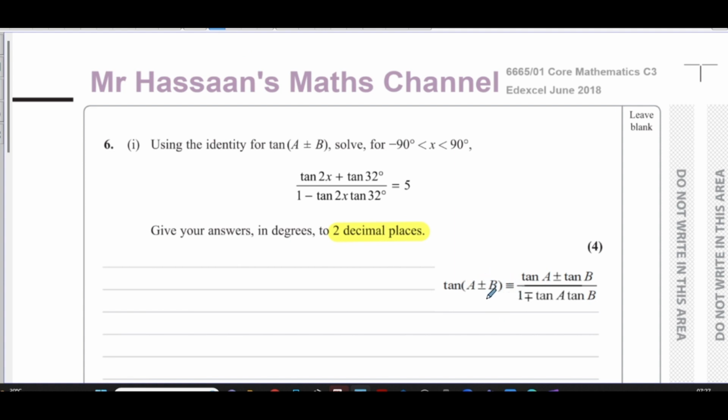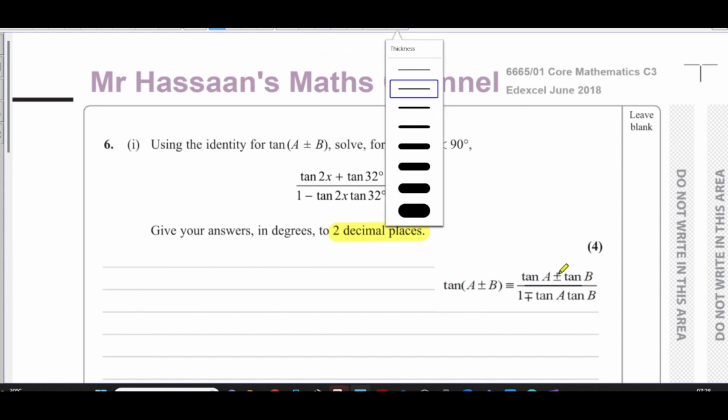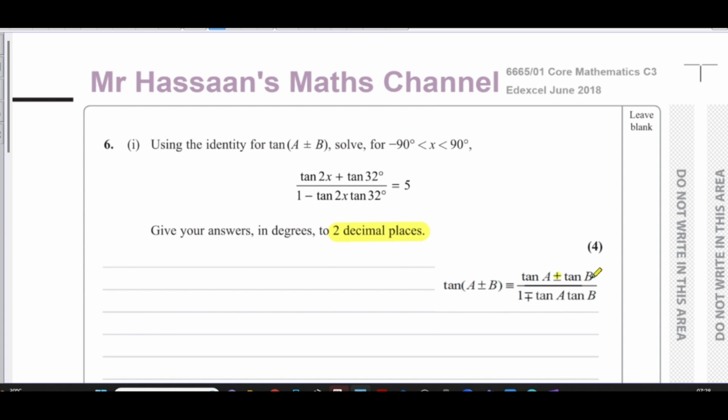It says tan(A ± B) equals (tan A ± tan B) over (1 ∓ tan A tan B). So if we look at the form, you've got a plus on the top and a minus on the bottom. Looking at what we have here, we have the plus on top and the minus in the denominator, so it's going to be of the form with a plus on top.